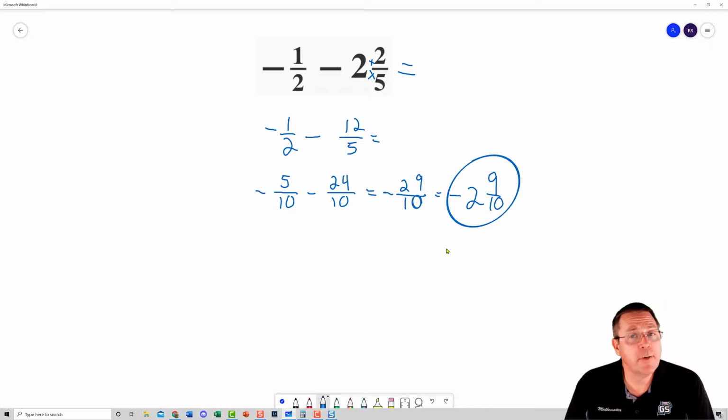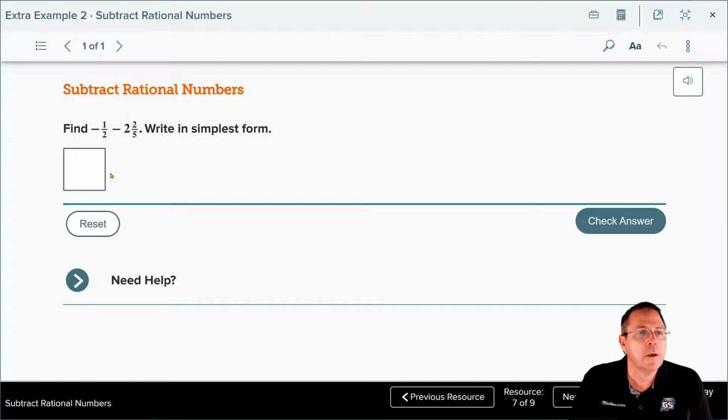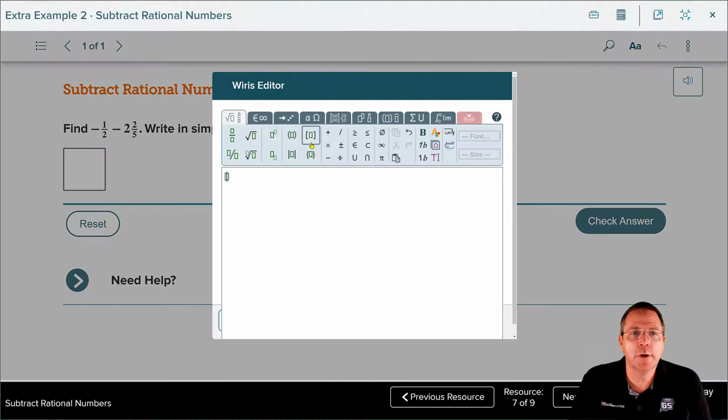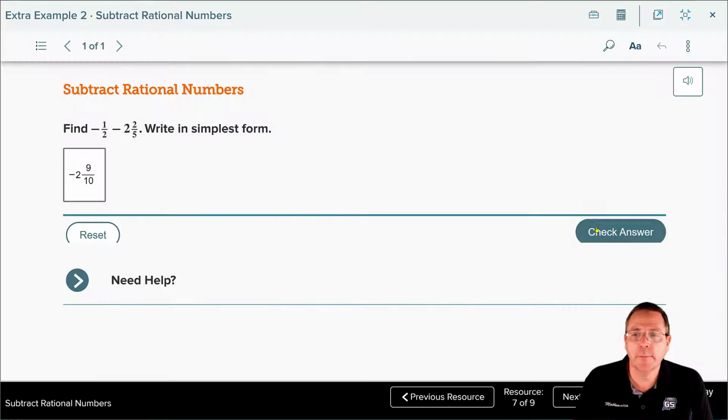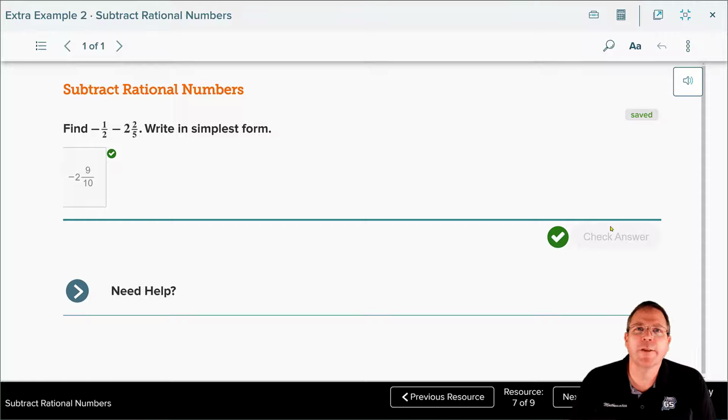Easy math, if you know how to divide and subtract fractions, and you know how to work with your positive and negative numbers, this lesson should be a piece of cake for you. Of course, we do need to check it. So, it should be a negative 2 fraction 9 over 10, accept and check, and our answer checks.